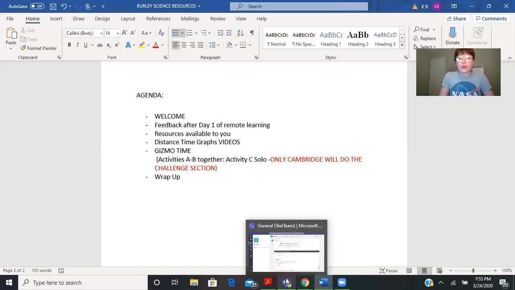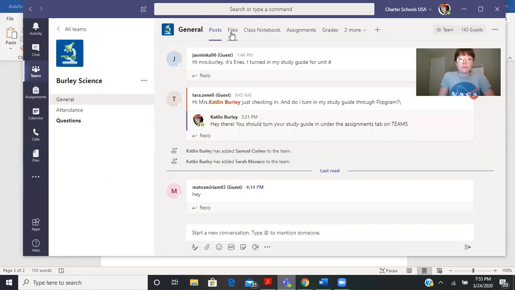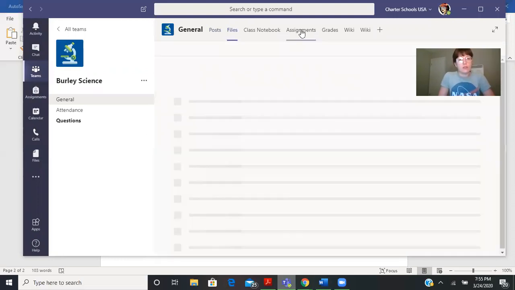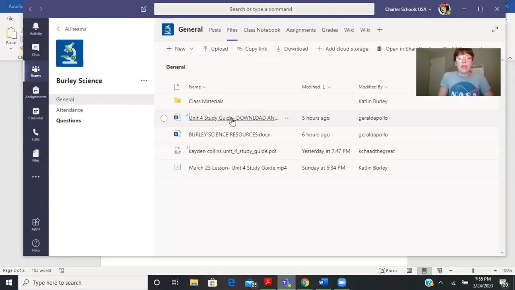So you're going to click on your teams, which is down here, and I have a couple different teams. So let's get into the Burley Science one. You're going to go to Files, or sorry, you're going to go to Assignments. So while we're in the Files tab, let me show you what this looks like. The study guide right here, you need to download and save it on your computer before editing. All of these documents should say modified by Caitlin Burley, not by you. You need to download it.